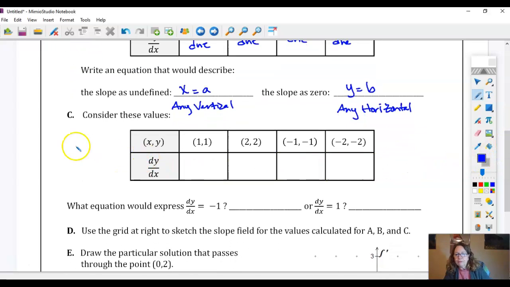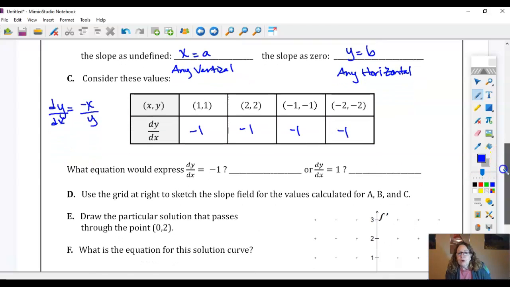So now we're going to compute these particular values. Maybe put my differential equation one more time here. So it's negative x over y. So that we have a -1, we'll have -1, we'll have a -1. It looks like we'll have a -1, all right? So what equation would express dy/dx equals -1? And that would be y equals -x.